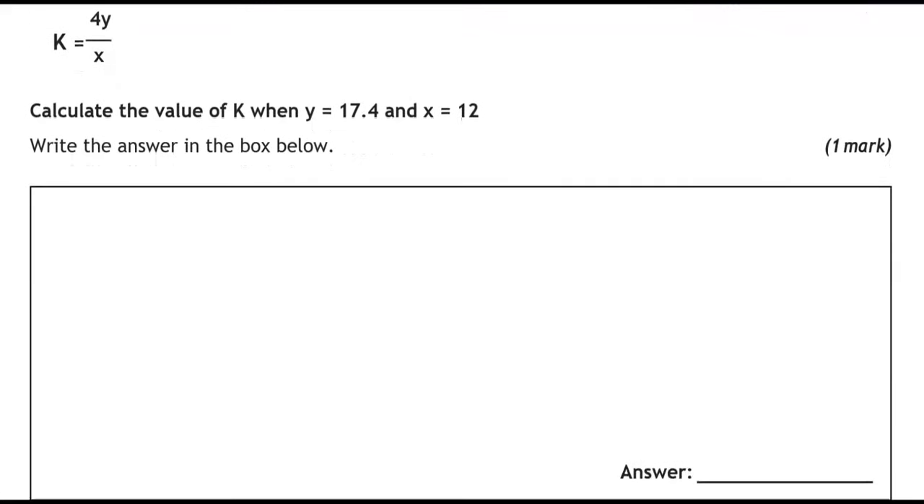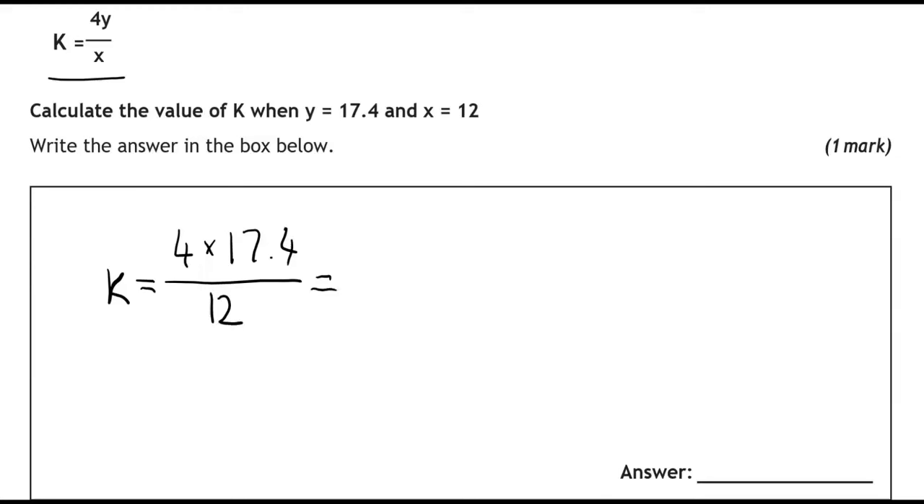K is equal to 4y divided by x. Calculate the value of k when y is equal to 17.4 and x is equal to 12. Write the answer in the box below. So the first thing is to rewrite this by using the values that k is equal to 4 lots of y. Y is equal to 17.4, all divided by 12.